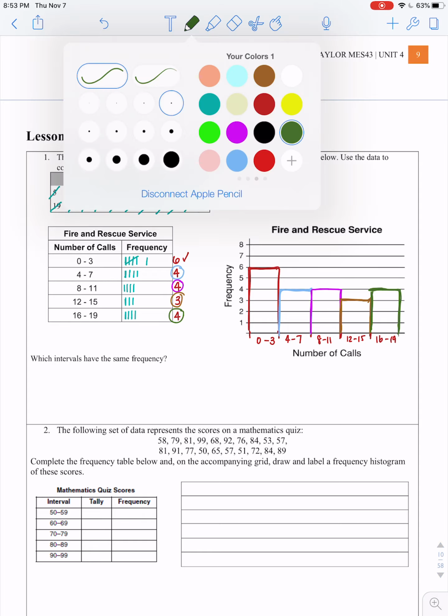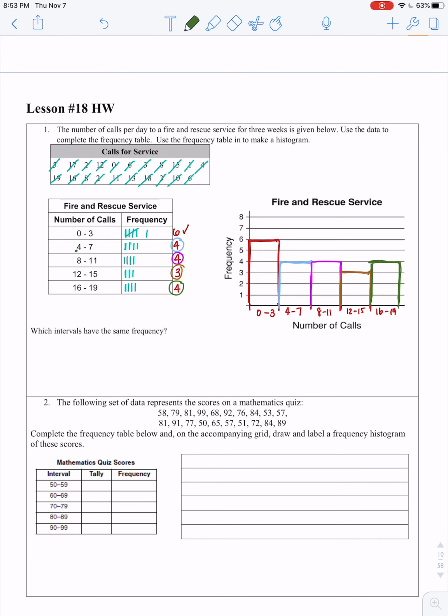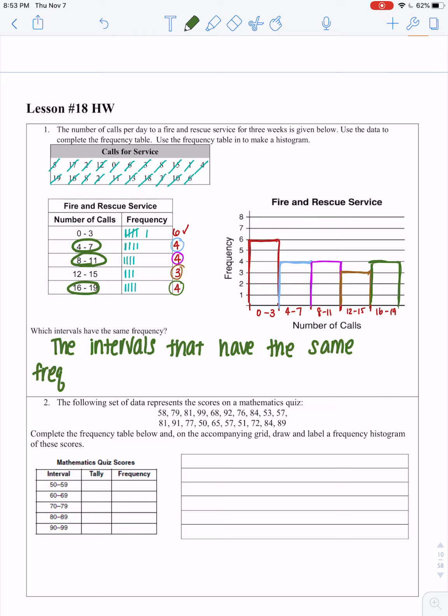Okay, there is a follow-up question. The follow-up question asks, which intervals have the same frequency? Well, from 4 to 7, we had 4. From 8 to 11, we had 4. And from 16 to 19, we also had 4. So we can say the intervals that have the same frequency are 4 to 7, 8 to 11, and 16 to 19.